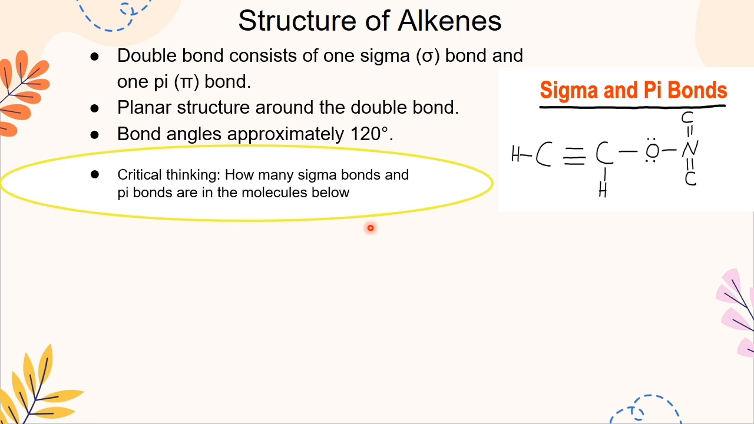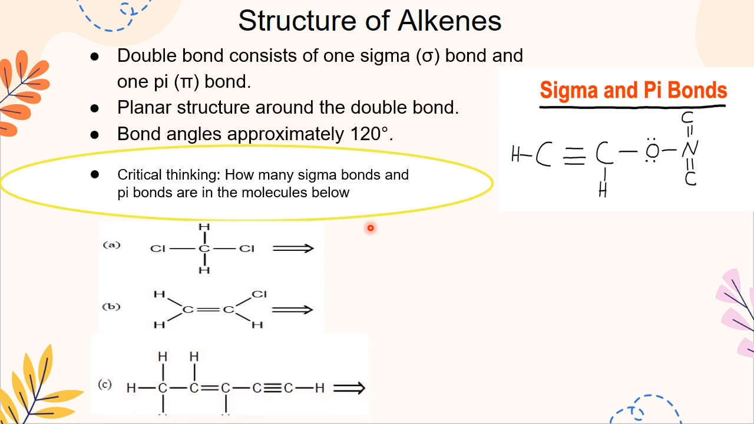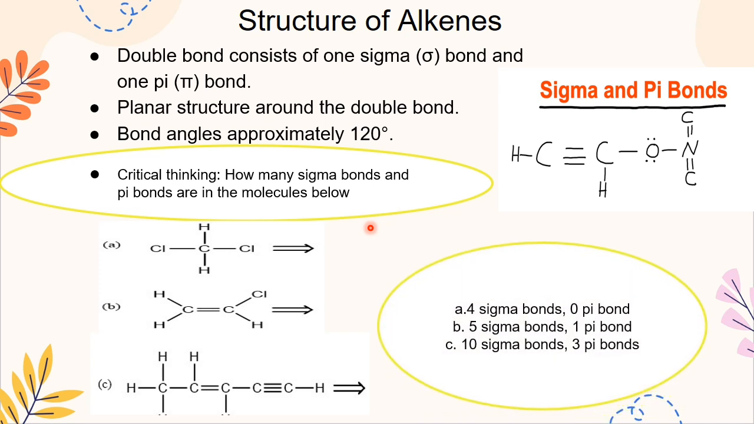Now consider this. How many sigma bonds and pi bonds are in the molecules below? So consider this molecule and this. How many sigma bond, how many pi bond are found in molecule A, molecule B, and C? So quickly pause this video and attempt this.